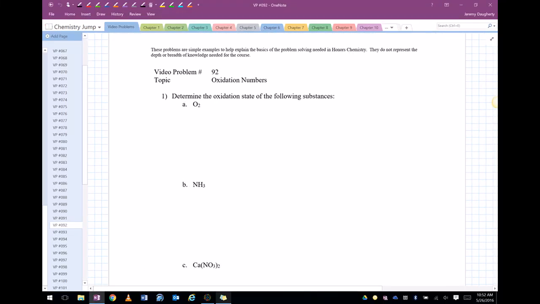Oxidation numbers, video problem 92. This is also called oxidation states. So I'm going to quickly go over the rules here as I do these. So here's oxygen. Oxygen, that's in its element form. An element always has an oxidation state of zero.